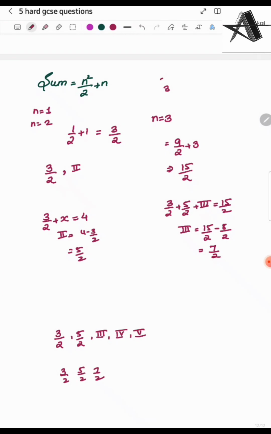Now I can easily understand: if you subtract, every time the answer you get is 1, 1 and 1. So what you keep on adding is 1. Add 1 here, 1 here, 1 here. That means the next terms will be 9 by 2 and 11 by 2. That's it. You don't have to put it in. You just need to know what kind of sequence you have, and then you can easily calculate the nth term or whatever term they are asking.